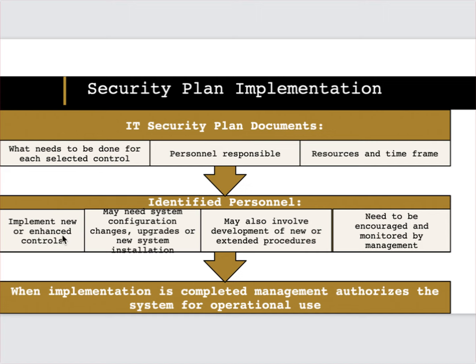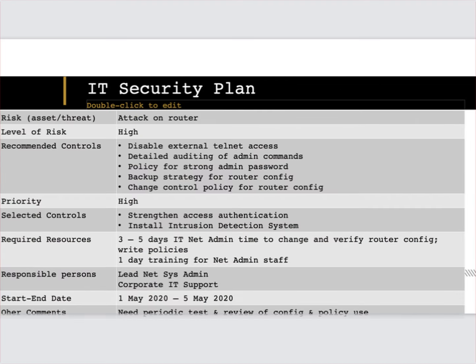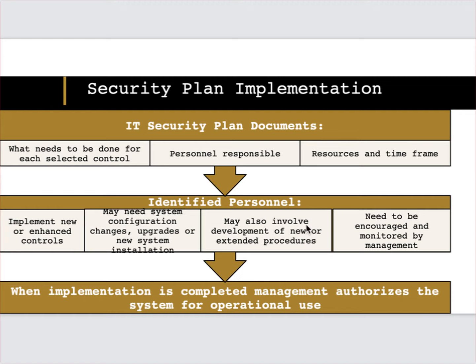the identified person will implement new and enhanced controls, which may need system configuration changes, upgrades, new system installation, and may also involve development of new or expanded procedures, monitoring, and when implementation is complete, management authorizes the system for operational use. So from this to this: implementation, testing, assessment, and then the final authorization by the management for the system to go back into operation.